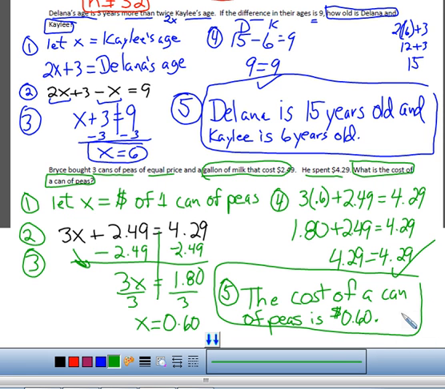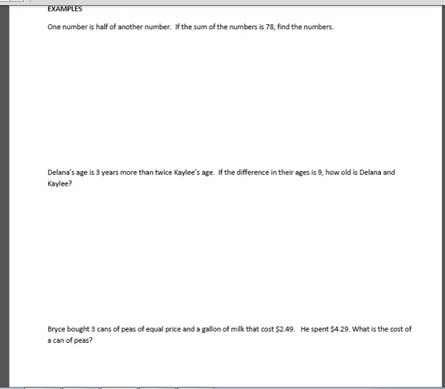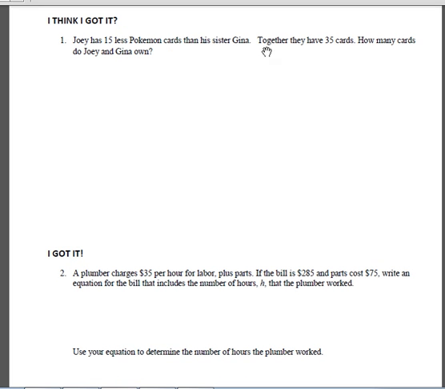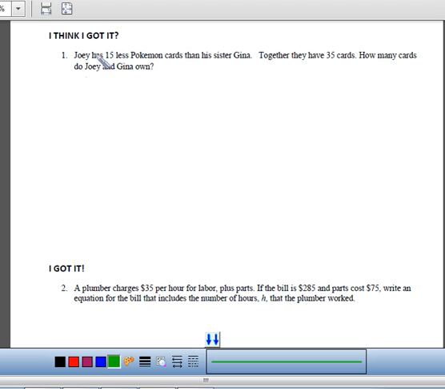Now, there's a couple more examples on the next page. So let's take a quick look. This video's getting a little long, so I'm going to stop it in just a second. On page 31, there's a problem 1 and problem 2, and at the bottom there's the answers for it, so you can check your answers. So I'm just going to help you do a let statement for the first one, and then see if you can solve it on your own. Joey has 15 less Pokemon cards than his sister Gina. Together they have 35 cards. So you're going to add them together. How many cards do Joey and Gina have?